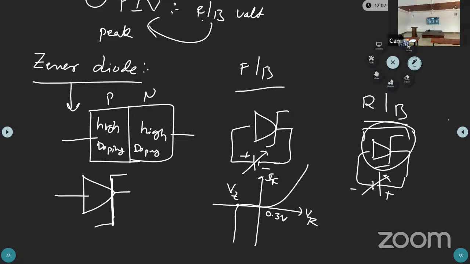Tell me one application of the PN junction diode. Applications means where we are using that component. That is the application. So you can tell me any one application. Yes, black shirt. When the PN junction diode acts as an off switch.